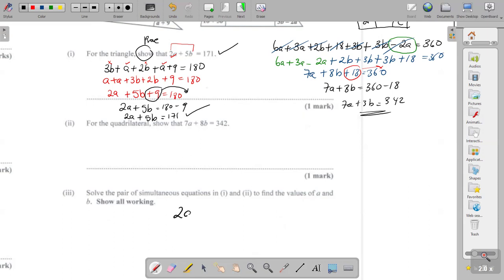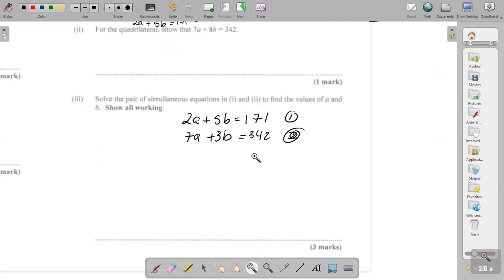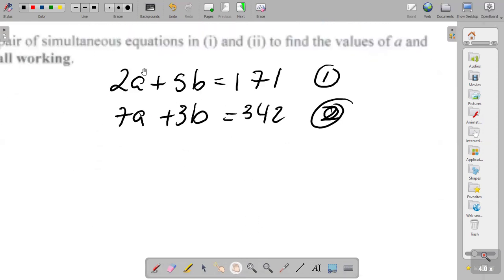So let's try it. 2A plus 5B equal 171. We know that's equation 1. Then you have 7A plus 3B equal 342. That's equation 2. Now, as it stands, let's focus here. You should know the rules for simultaneous equations. You got to try eliminate your A's or your B's. Now, based on what we see here, even though both of them are positive, none of them got the same coefficient. So we got to make them match.